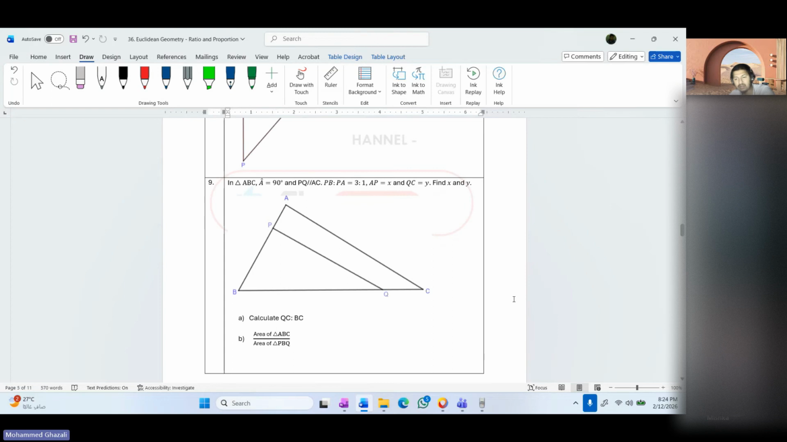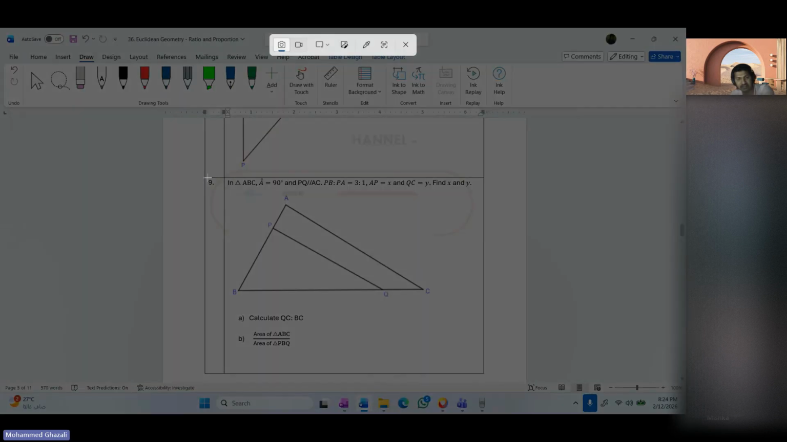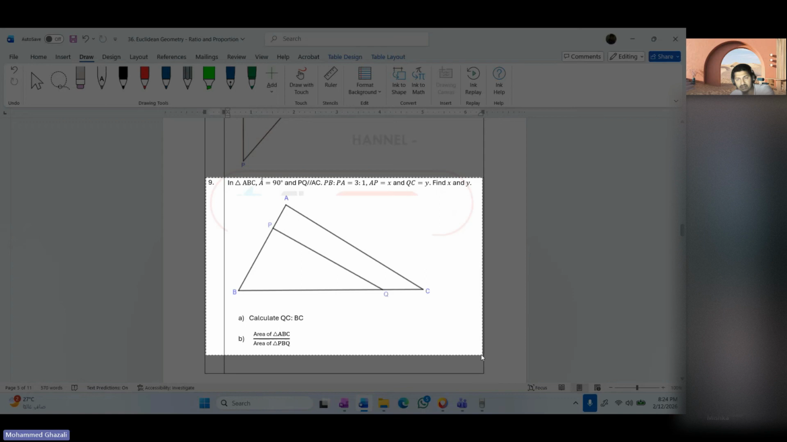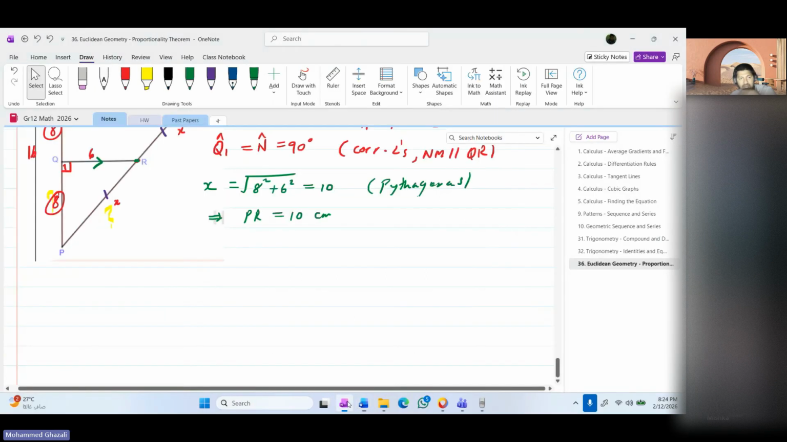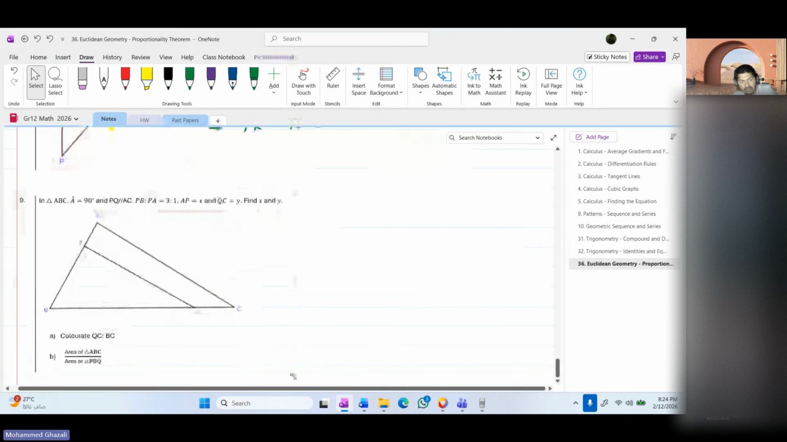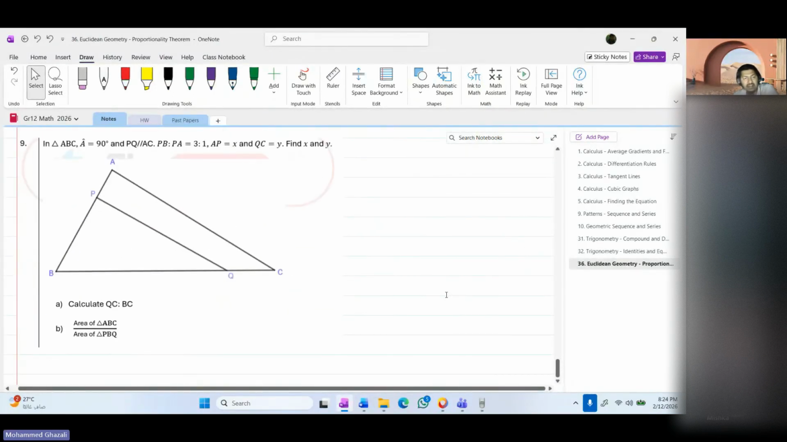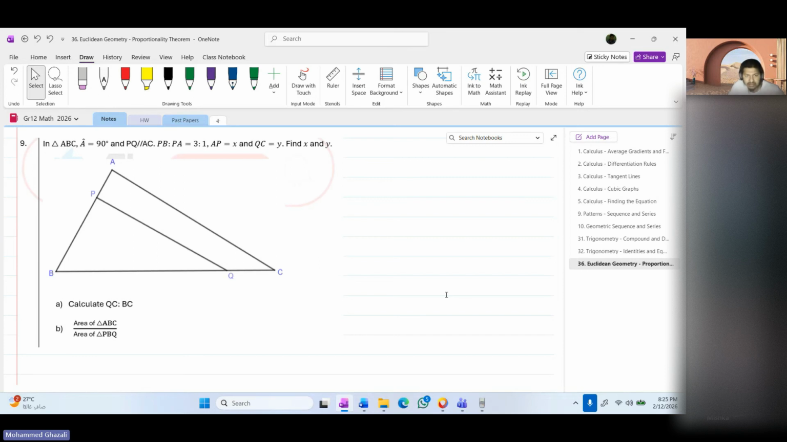Right, so now this is a problem with taking ratio of areas, and I like this problem because remember that's what we started off with, and now they're going to ask a lot of questions about ratio of areas. Now let's see. In triangle ABC, angle A is 90 degrees. When you get 90 degrees, you can also use Pythagoras. PQ is parallel to AC. Those are parallel lines here.